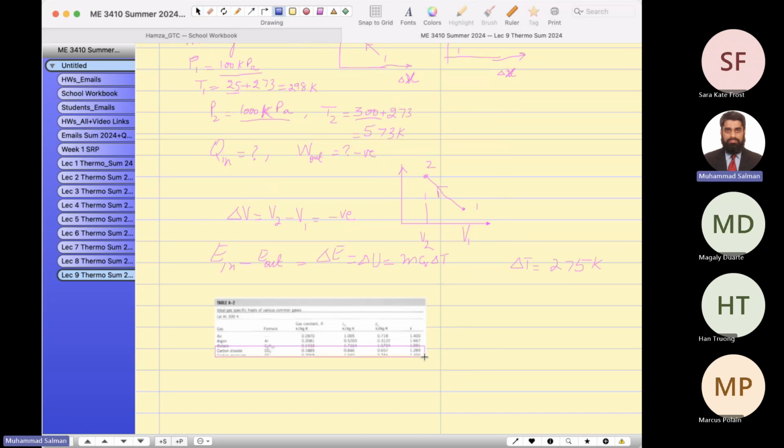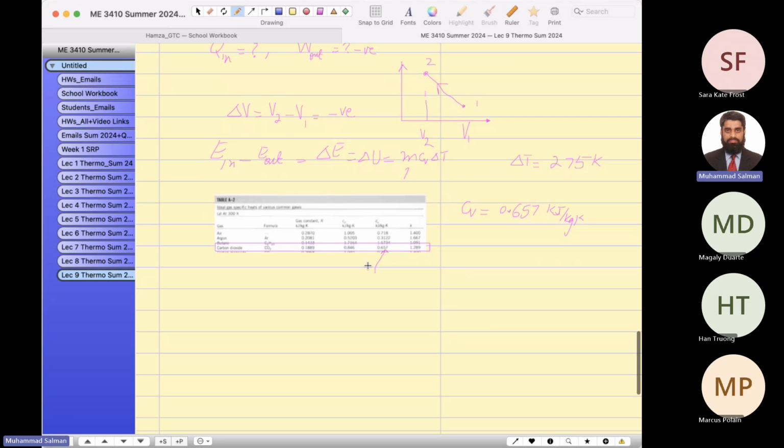So carbon dioxide. We need to find out what our Cv is, 0.657. If you take a look, Cv for carbon dioxide is 0.657. It's a little blurry because my PDF is blurry. Okay, now we do have Cv, we do have delta T, we do have m. m for carbon dioxide is 1 kilogram. So that's good. So we can find out the right hand side of the equation.